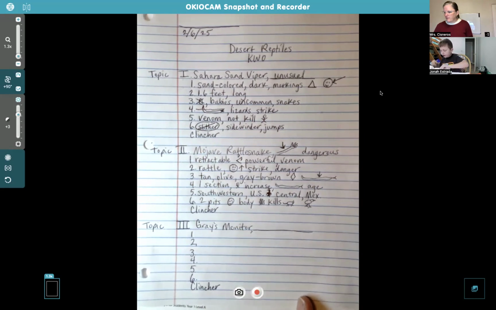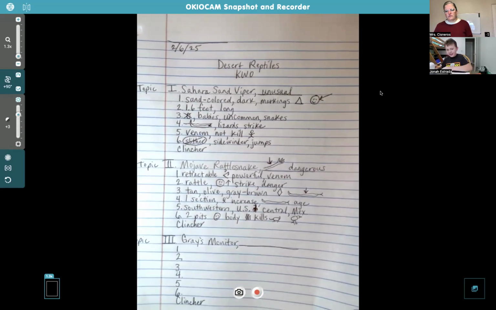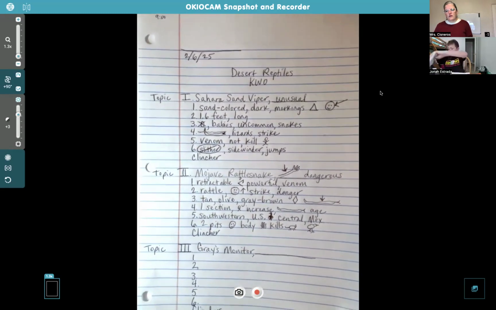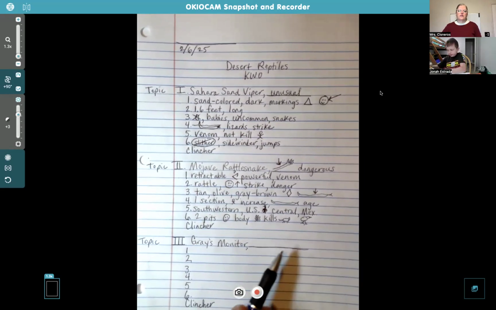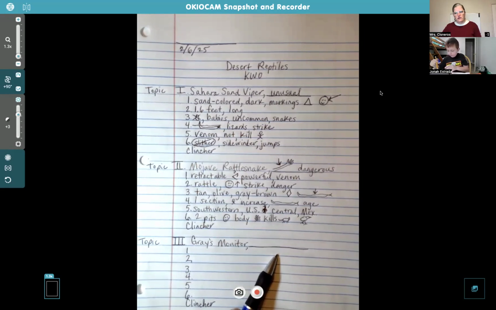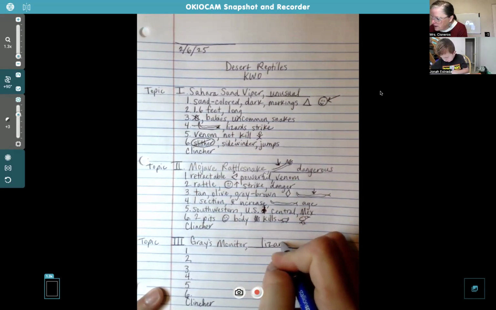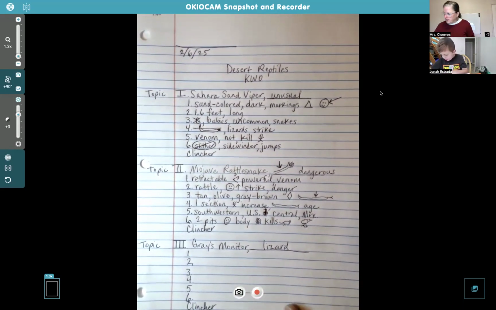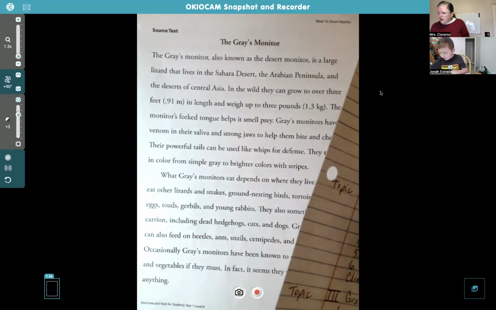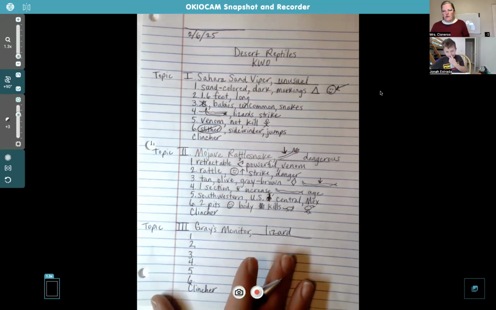Gray's monitor, because I need to flip pages, because I didn't have enough space for that last one. Oh, found it. On the back? Okay. What we could do is put lizard here because it's different. It's a lizard. Let's put lizard right here because that's different than a snake, different reptile. And then we're going to get started on this, but we only have time for maybe one or two.